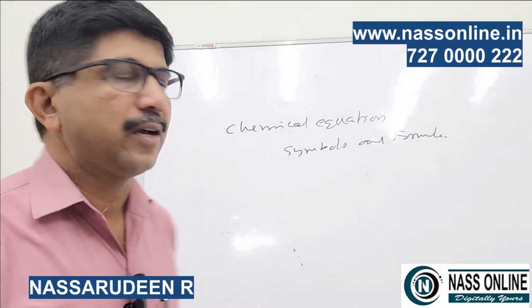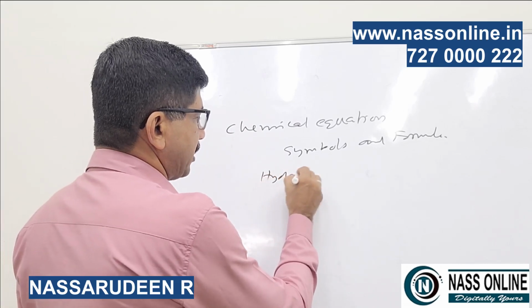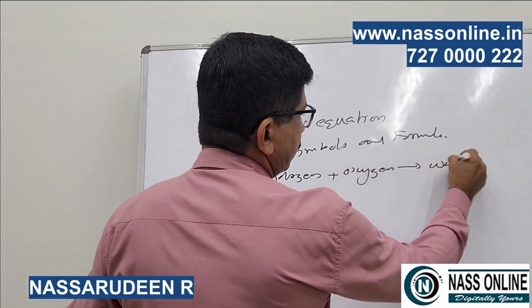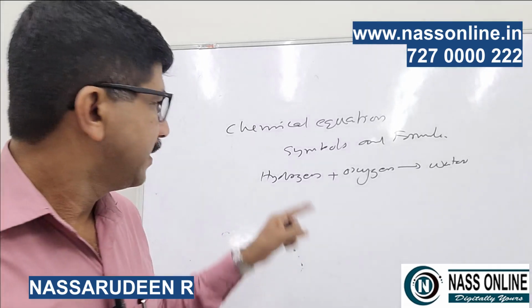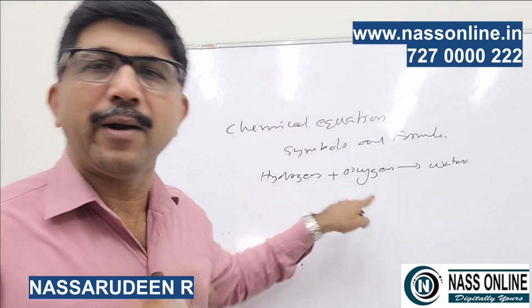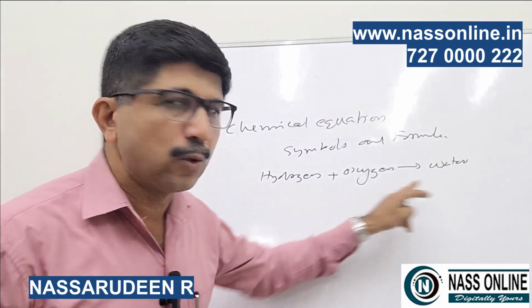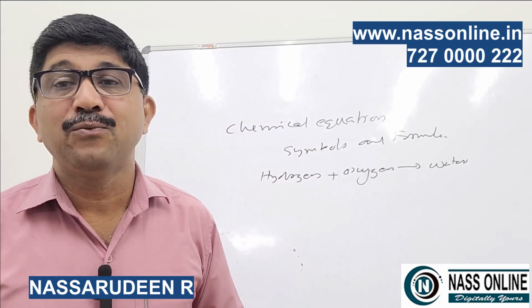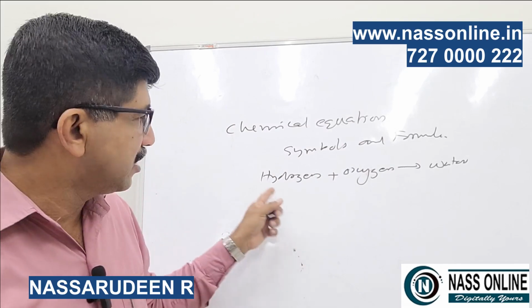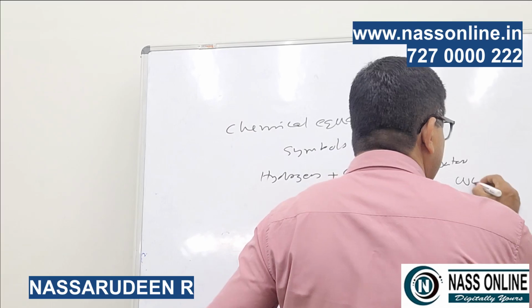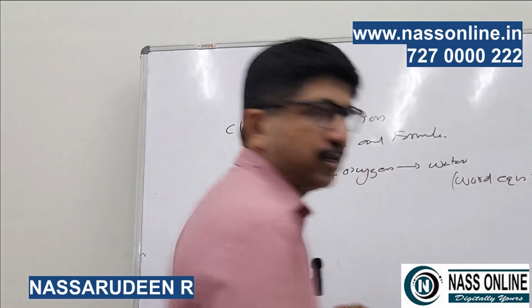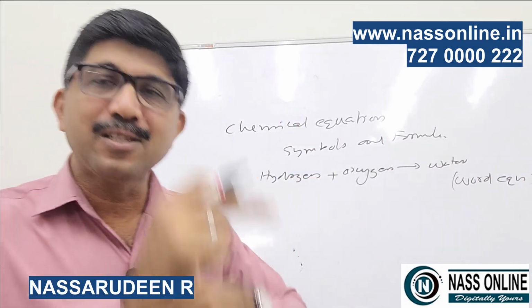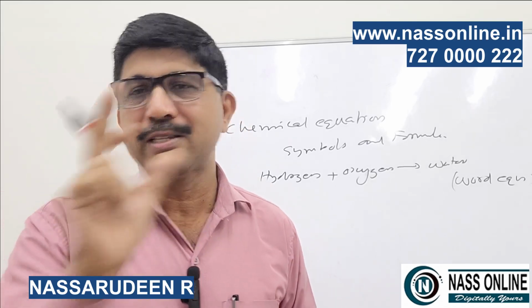We know the reaction between hydrogen and oxygen. Hydrogen, when reacted with oxygen, gives water. This is the representation of a chemical reaction, but here we use words only. Such an equation is called a word equation. A word equation contains only words, but these words can be changed into symbols and formulae.